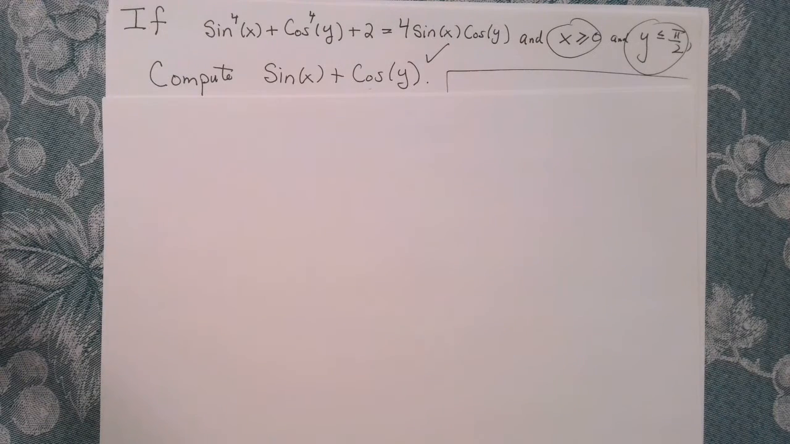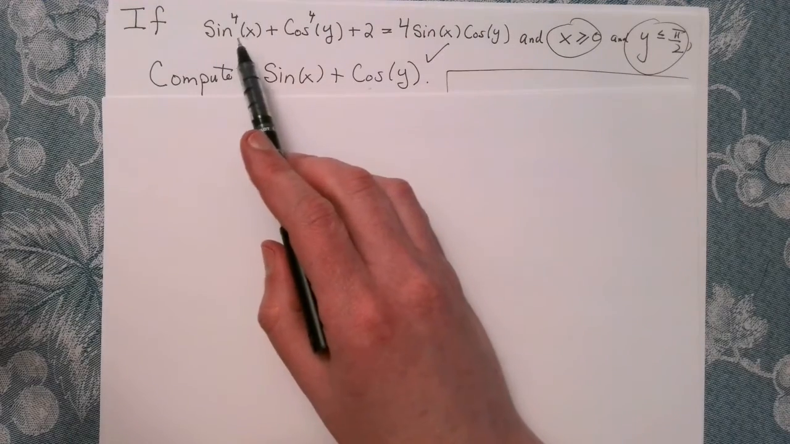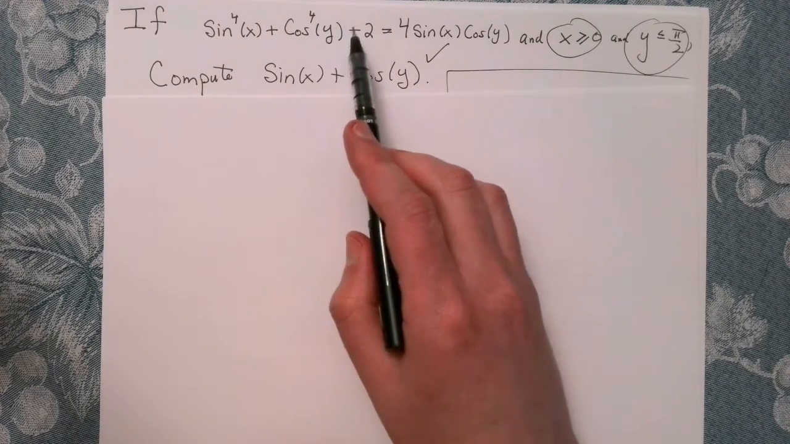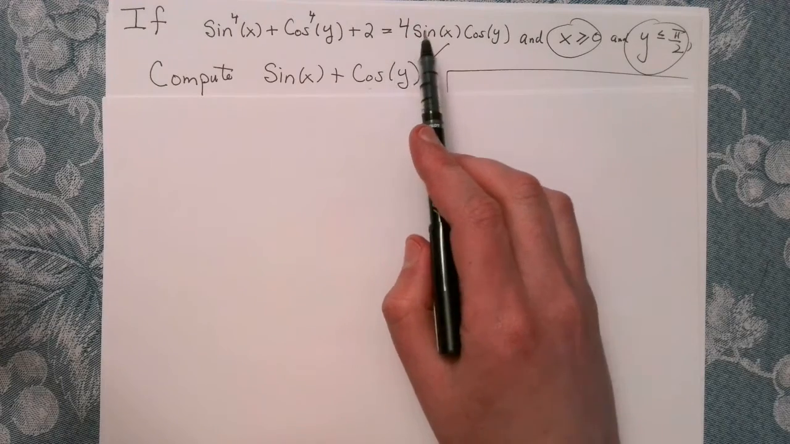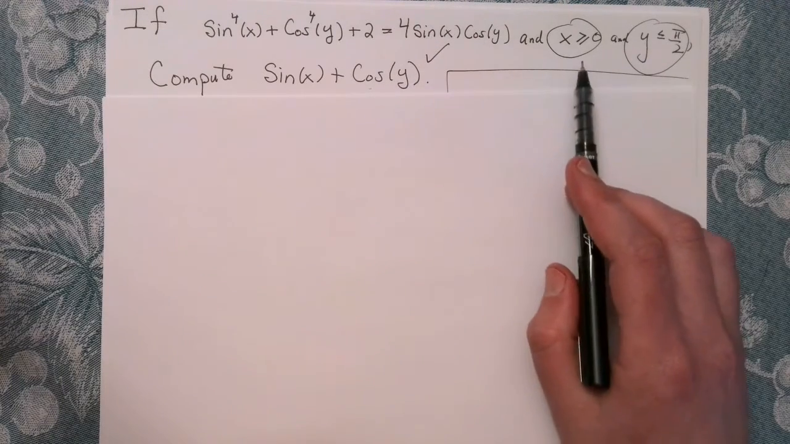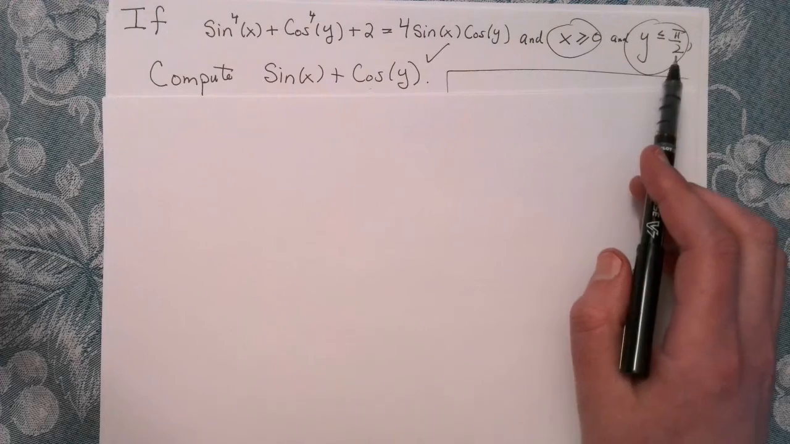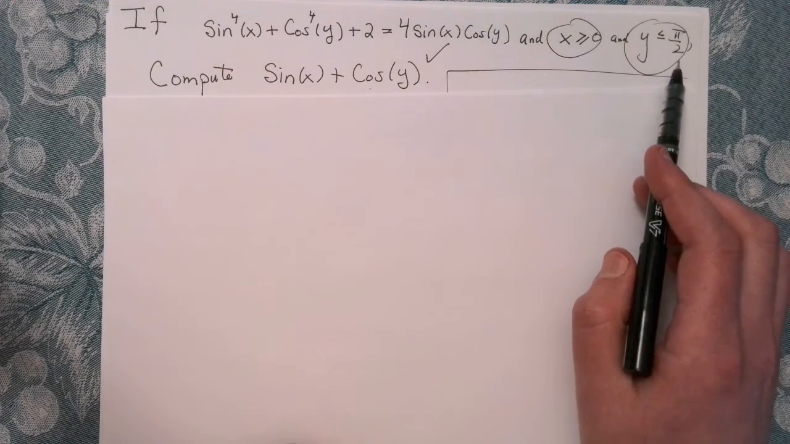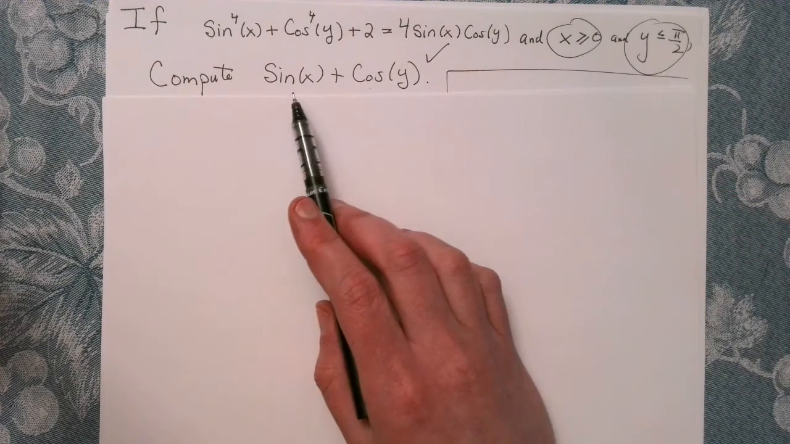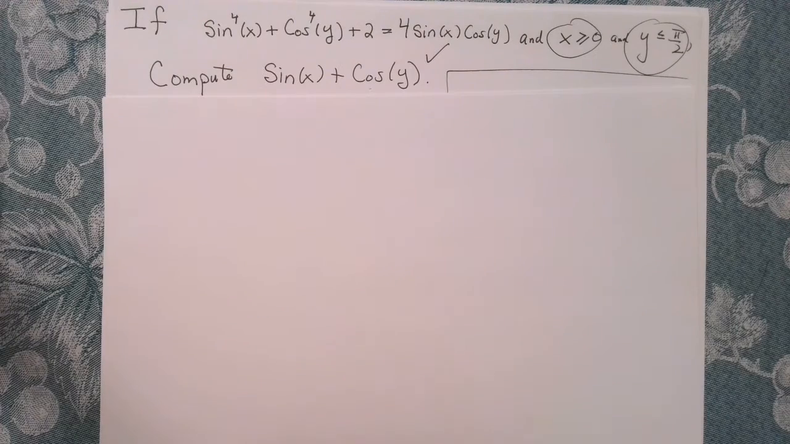So today we've got a gem of a trig problem for you, and it goes like this. If sine to the fourth of x plus cosine to the fourth of y plus 2 equals 4 times sine of x times cosine of y, and x is non-negative and y is at most pi over 2, then we want to compute sine of x plus cosine of y.